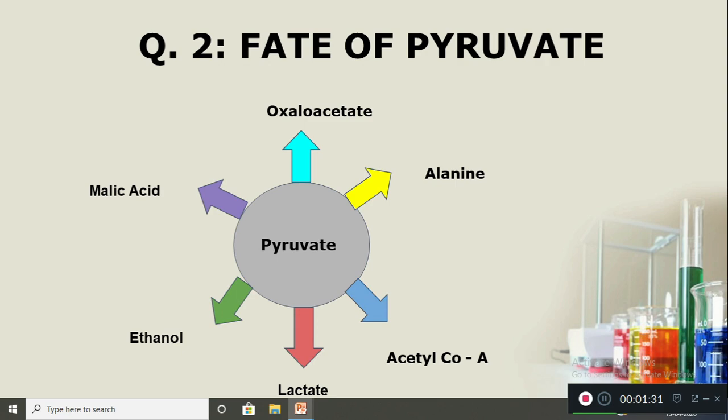When this question is asked, you need to start by writing the sources of pyruvate, then you write the fate of pyruvate. Pyruvate can be converted into oxaloacetate, or pyruvate can again be converted into alanine by a reversible process. Pyruvate can be converted into acetyl CoA. You know that acetyl CoA enters the citric acid cycle. The lactate obtained from pyruvate can be reversibly converted into pyruvate again, and pyruvate can also be converted into ethanol and malic acid. So this is the fate of pyruvic acid.